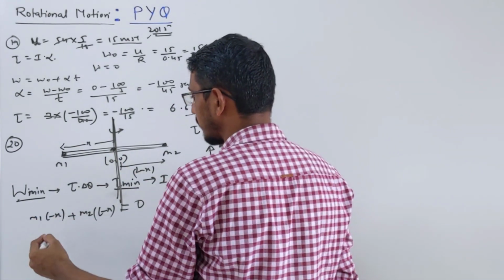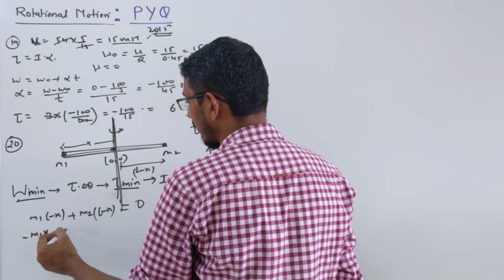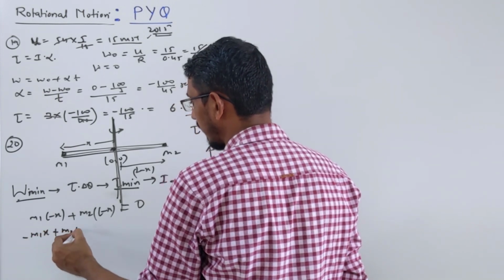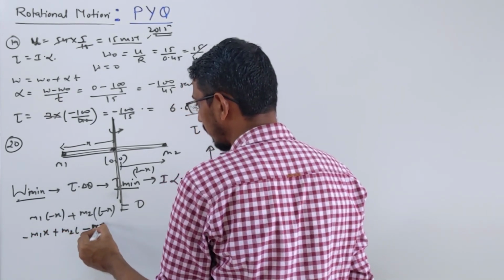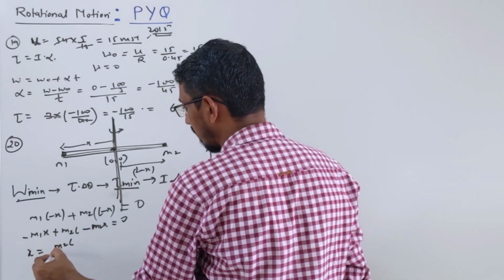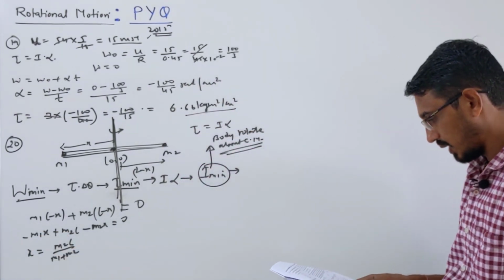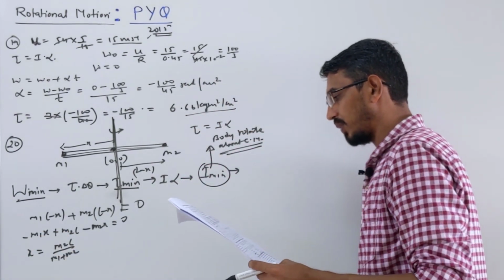So this becomes minus M1x, and this becomes M2 into L minus M2 into x, equal to 0. So x, you want to find, x becomes M2L by M1 plus M2. That will be your answer. So this answer is given in the first option.